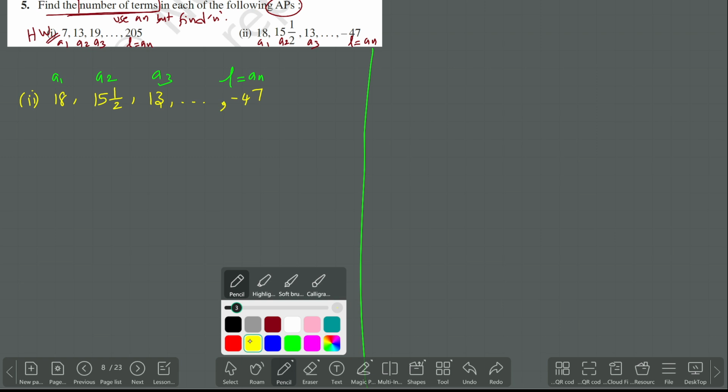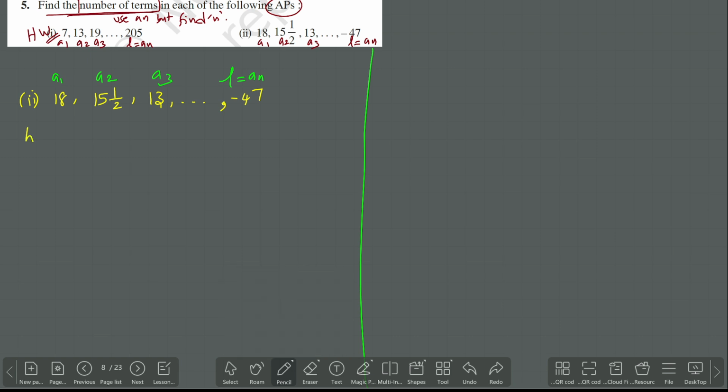I told you very clearly. Now here, what is my a? A in the sense first term is what? 18. What is my d? D formula? a2 minus a1 equal to 15 and half. That we can write 15 and half minus 18. 15 and half minus 18, minus 2 and half. Am I right?